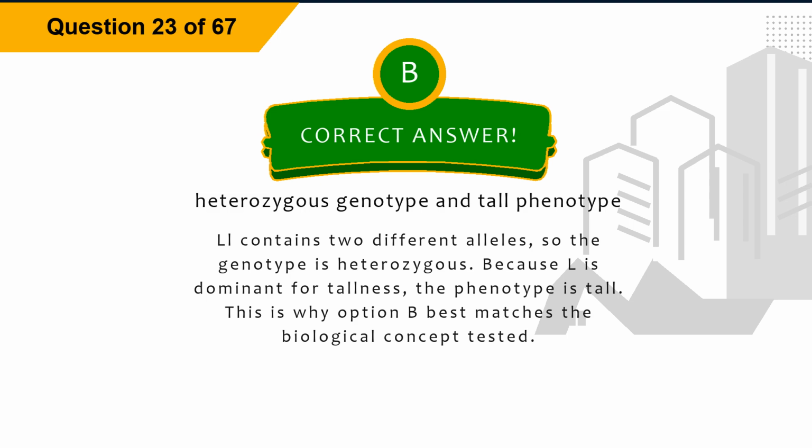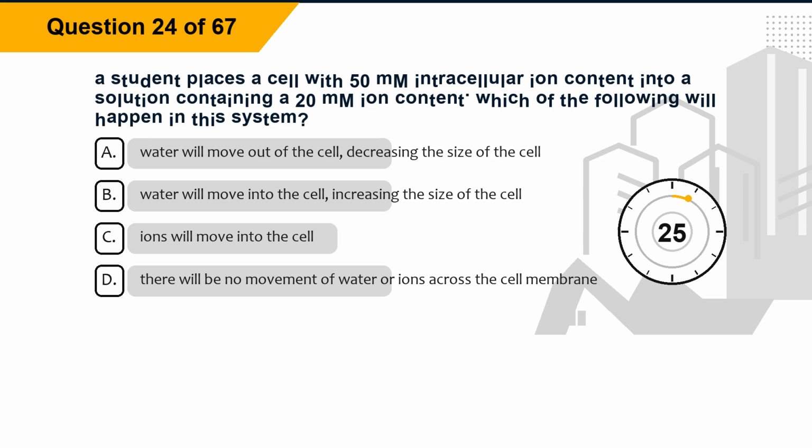Explanation. LL contains two different alleles, so the genotype is heterozygous. Because L is dominant for tallness, the phenotype is tall. This is why option B best matches the biological concept tested. Question 24. A student places a cell with 50 mm intracellular ion content into a solution containing a 20 mm ion content. Which of the following will happen in this system?